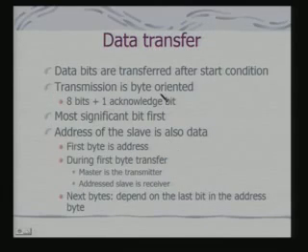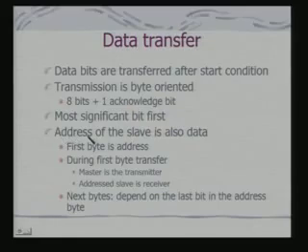So, what happens in data transfer? Data bits are transferred after the start condition, and the whole transmission is byte oriented. So, one unit that you transfer is 8 bits, but that is considered as 8 bits data plus 1 acknowledge bit. This acknowledge bit is to be transmitted by the recipient of the data, and the order in which data is sent is that the most significant bit is sent first.